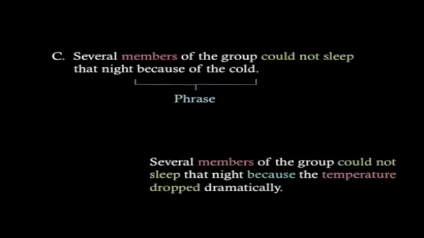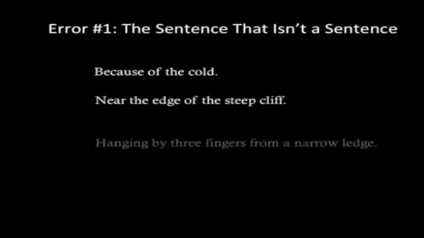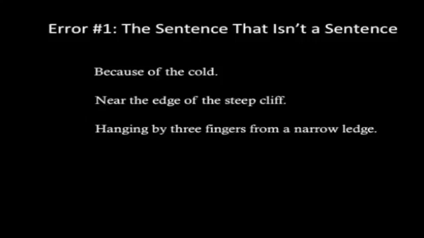Knowledge of independent and dependent clauses can help you avoid some common writing mistakes. Let's look at 4 common mistakes. Error number 1, the sentence that isn't a sentence. Yes, once in a while, even advanced writers forget that every sentence needs at least one clause, and every clause has a subject and verb. Because of the cold is just a phrase. It's not a clause. Near the edge of the steep cliff and hanging by 3 fingers from a narrow ledge are also phrases. We can't find any subject-verb relationships in any of them.